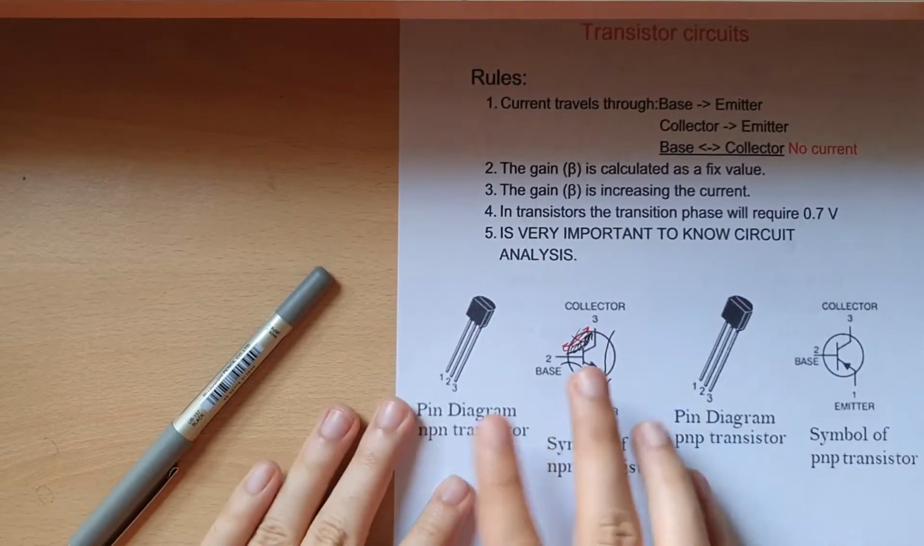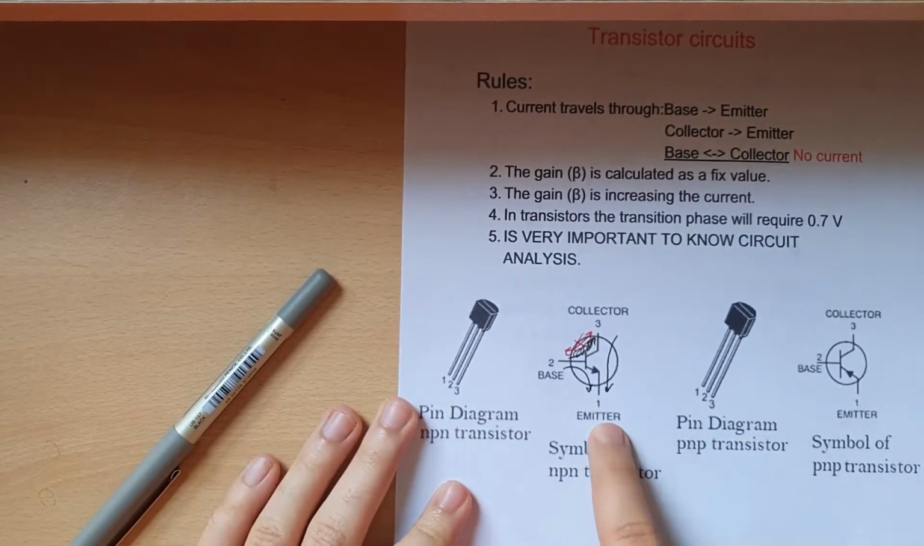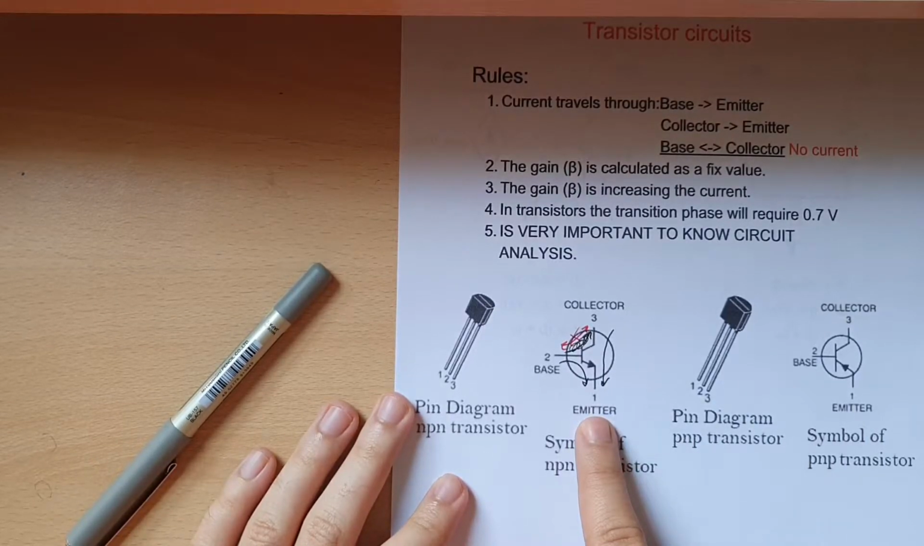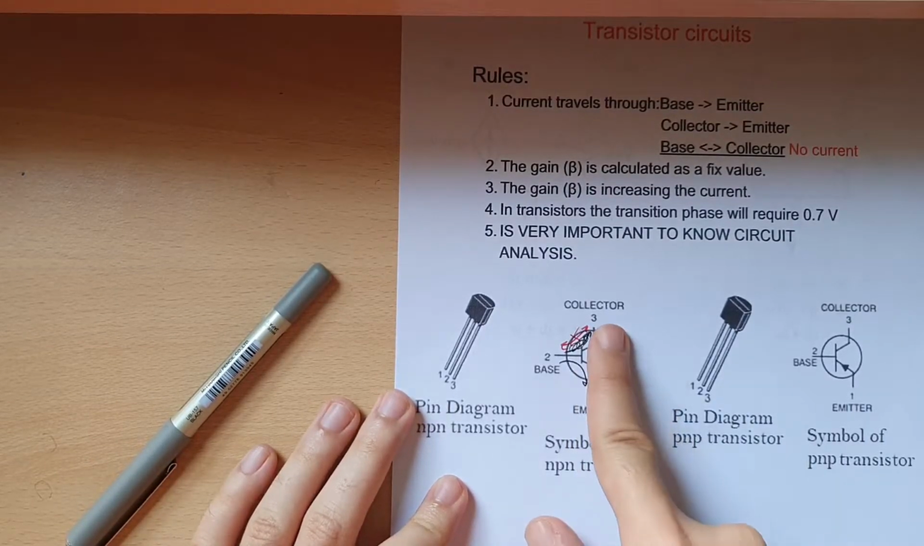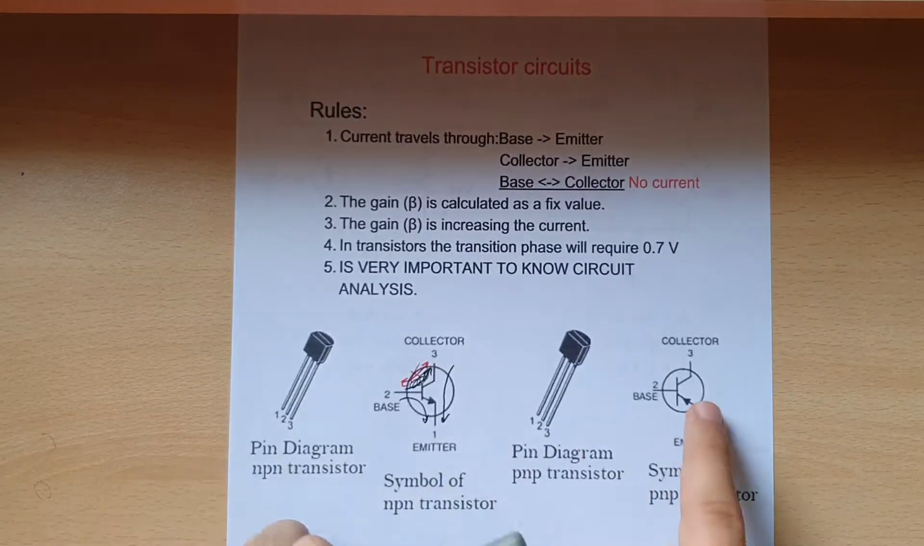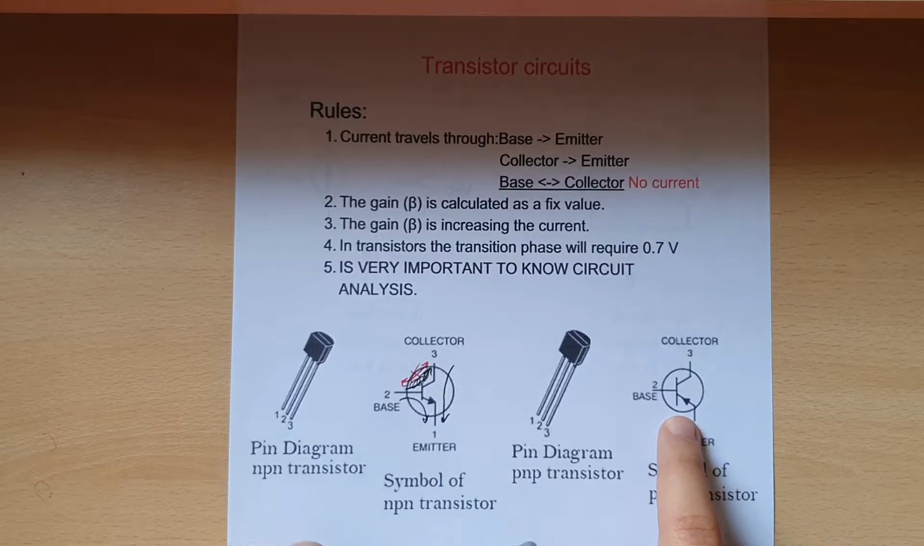Anyway, this is how the transistors look. This one is the NPN. Negative, positive, negative. And basically the current will flow downwards. However, this one is the PNP.